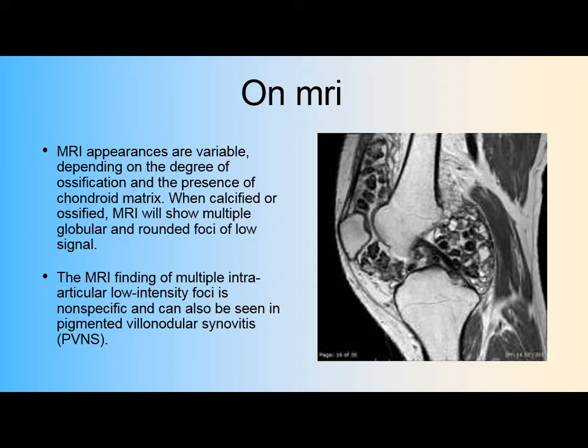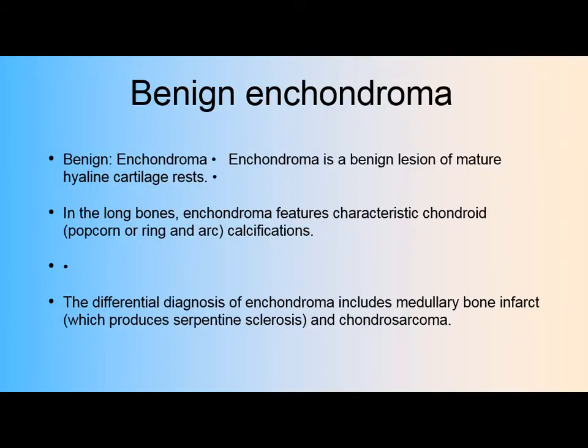In the last presentation we saw a case of the elbow. It was exactly like that. This is a typical feature of synovial osteochondromatosis. The second topic is enchondroma.